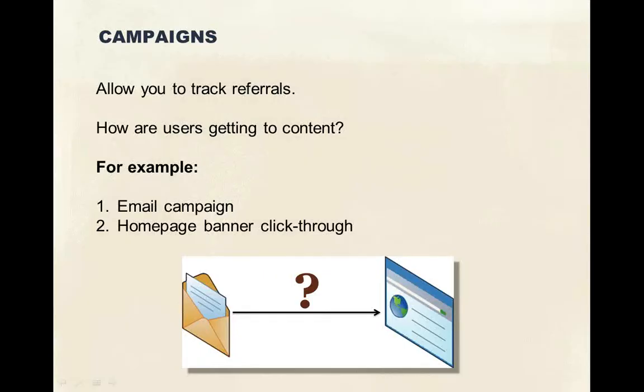So finally, I just wanted to move on to the campaigns, which is one of those features that allow you to track referrals. So how are users getting to content? This is particularly helpful if you're doing a launch campaign or an upgrade campaign or anything else where you want users to get to a specific page or content, and you want to know how successful that campaign is.